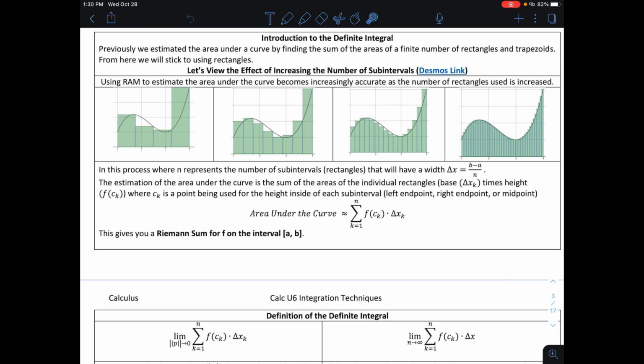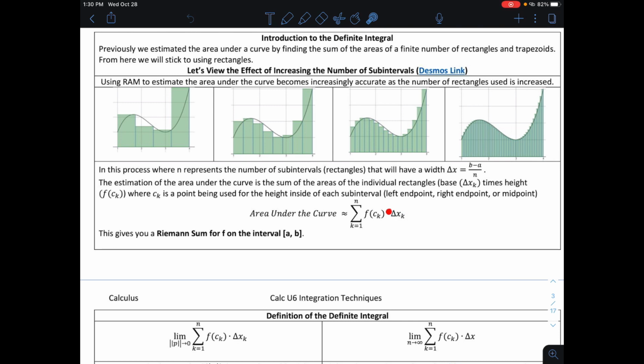The area under the curve is going to be the sum, over however many rectangles I'm going to use, of the width of the rectangle, which is the change in x, times the height of the rectangle for that particular x value. This is called a Riemann sum for the interval from a to b. And the accuracy depends on the number of rectangles that we have.